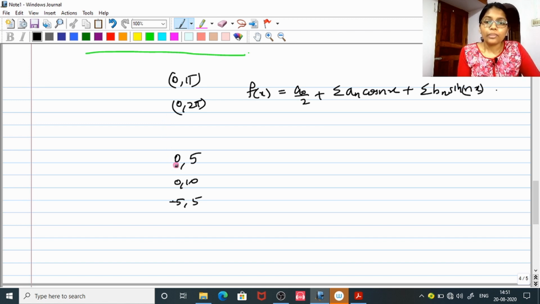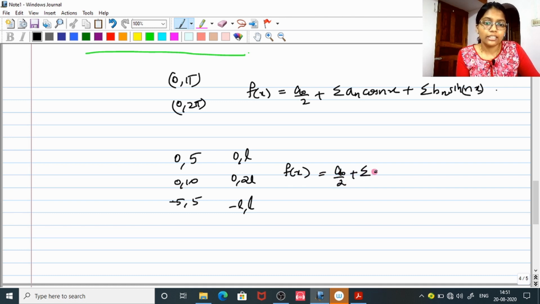Okay, so we can generalize these ranges as 0 to L, or 0 to 2L, or negative L to L. If the range given for you is not in radians, then you have to make some changes in your f of x main expression. That is, f of x equal to a0 by 2 plus sigma an cos, it's not simply nx, you have to multiply by pi by L also. So it becomes n pi x by L. Here also it is the same, sin nx, it's not just sin nx, it is sin n pi x by L.